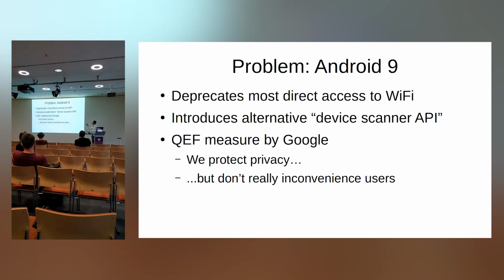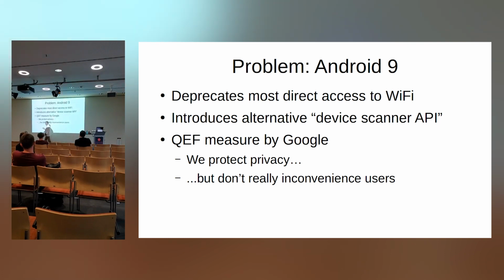And the biggest problem was Android 9. Basically in Android 9, they deprecated all of the APIs for programmatically connecting to the Wi-Fi and instead gave you a common dialog for selecting. And the problem is, of course, this device scanner API is problematic.